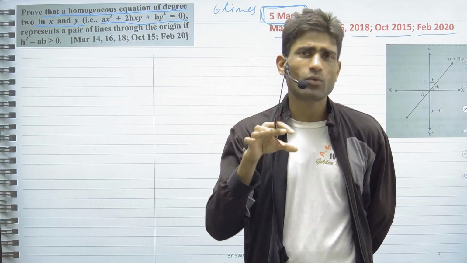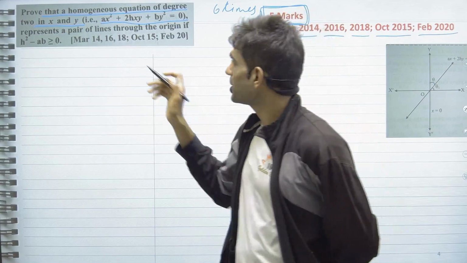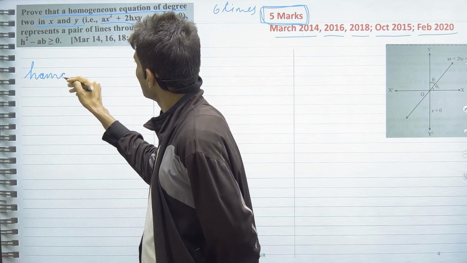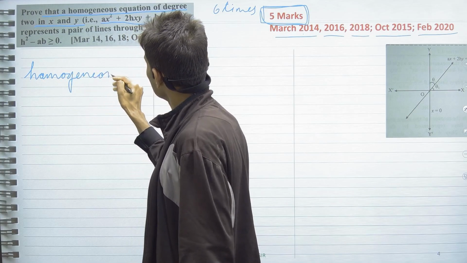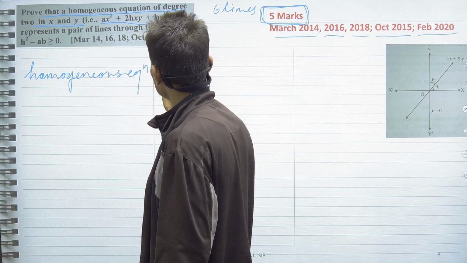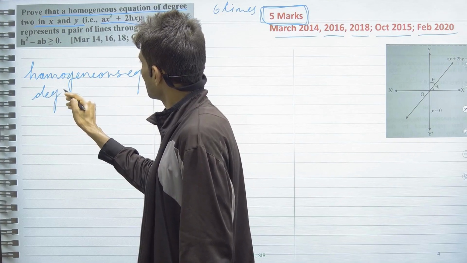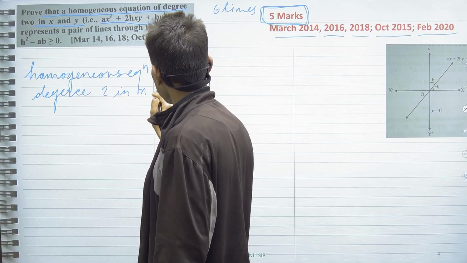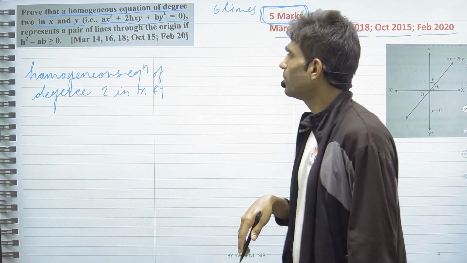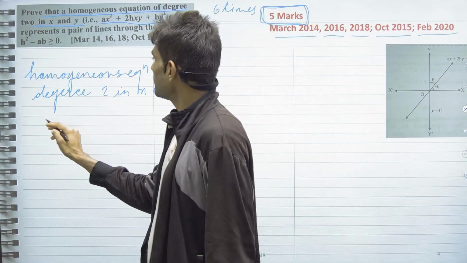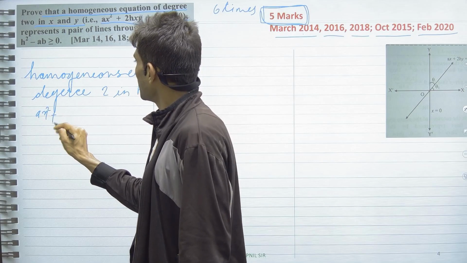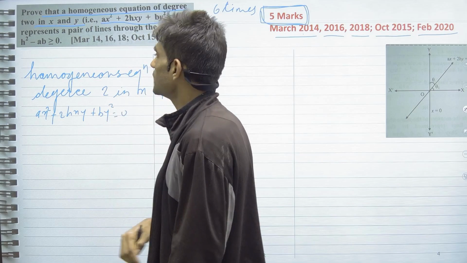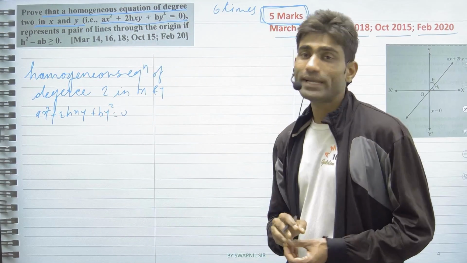So first of all, write down what we have in our question. We have a homogeneous equation of degree 2 in x and y, which is ax square plus twice of hxy plus by square equal to 0. This one is the homogeneous equation of degree 2 in x and y.